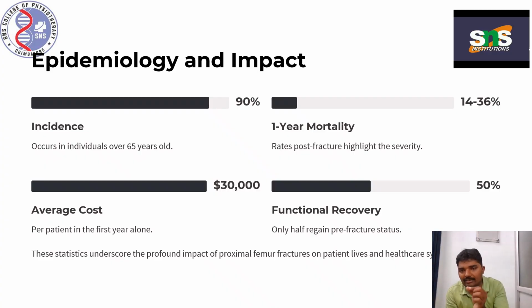Post-fracture rates highlight the severity. The average cost per patient in the first year alone is $30,000. Only 50% achieve functional recovery; only half regain the pre-fracture status. These statistics underscore the profound impact of proximal femur fracture on patients' lives and the healthcare system.